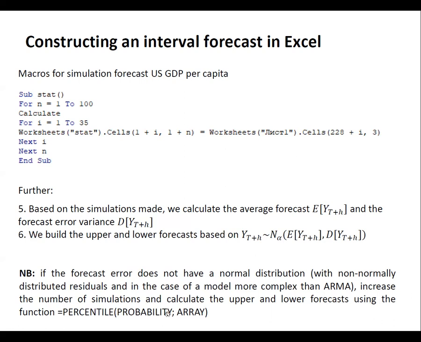The percentile gives us the quantiles of the sample distribution. We indicate the sampling distribution itself, according to the simulation forecast, in the form of an array, and the probability is our required percentile. If we want a lower forecast with a 5% error, then the percentile is 0.05. If we want an upper forecast with a 5% error, then the percentile 0.95 is entered.